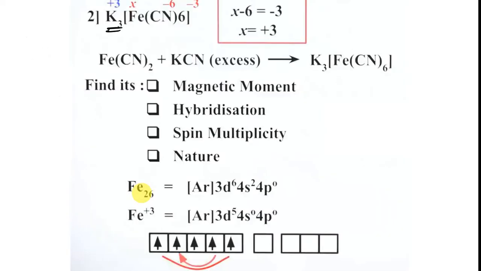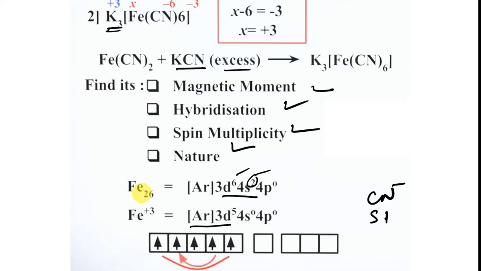And how is K3[Fe(CN)6] prepared? Fe(CN)2 is treated with excess of KCN, and K3[Fe(CN)6] is prepared. Right? We have to find out its magnetic moment, hybridization, spin multiplicity, nature. So the general electronic configuration is 3d6 4s2, and it has lost 3 electrons. So 2 from here and 1 from here. So it is 3d5. 3d5 is the final electronic configuration, and CN is a strong ligand.